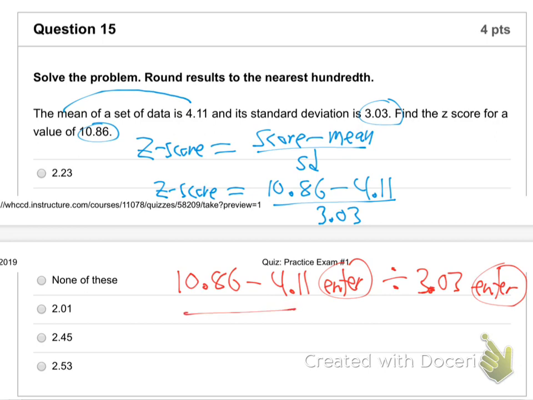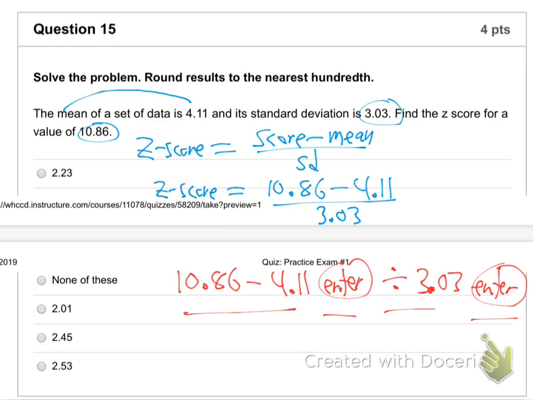So do the subtraction, hit enter. Do the division, hit enter. You've got to make sure to hit that enter, or if you don't hit the enter in between, it'll only divide the last number instead of the whole thing. It won't do what you want it to do.